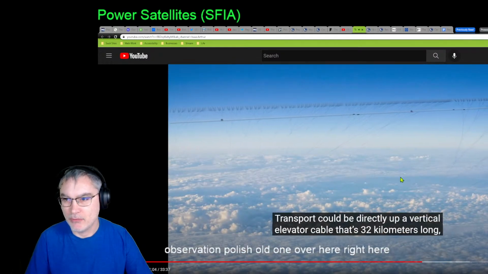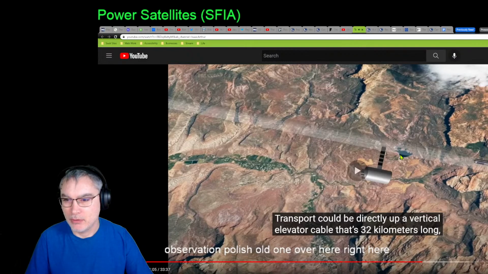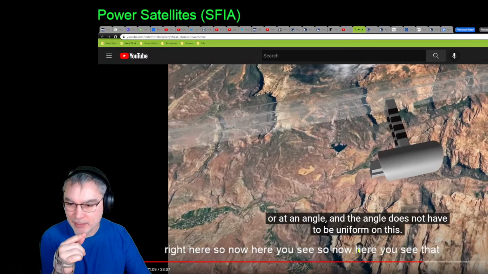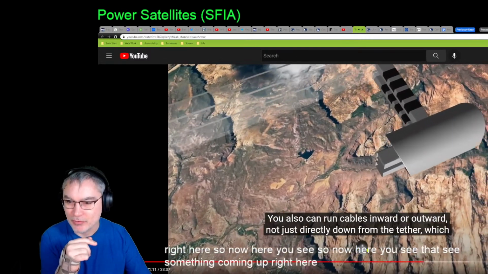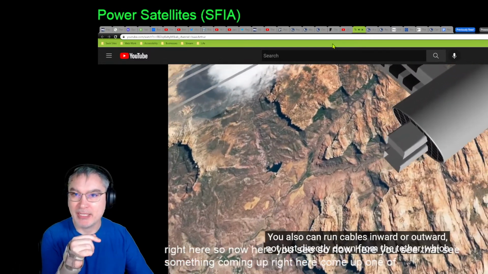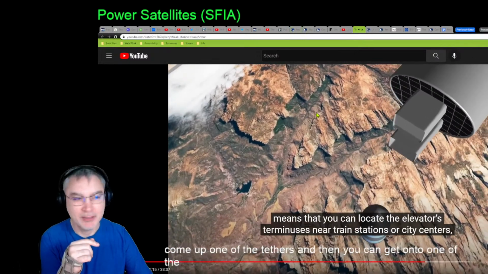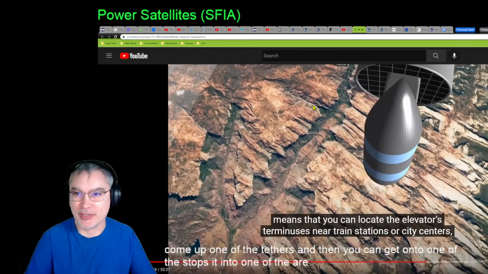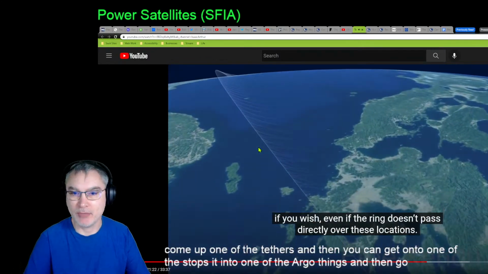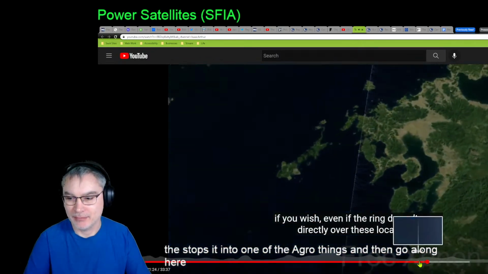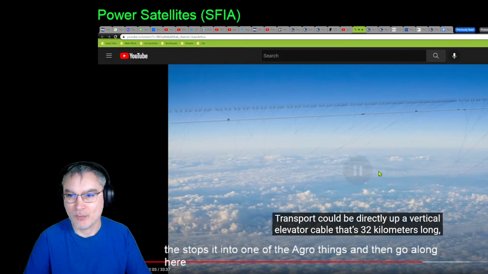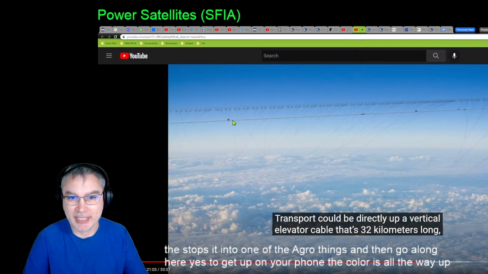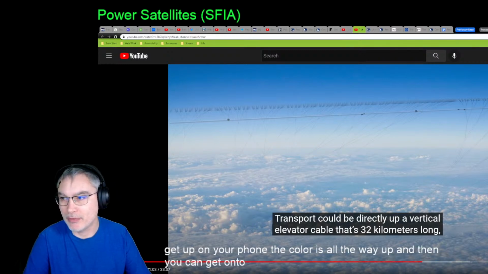Exactly up a vertical cable that's 32 kilometers long, or at an angle, and the angle does not have to be uniform on this. You also can run cables inward or outward, not just directly down from the tether, which means that you can locate the elevator's terminuses near train stations or city centers if you wish, even if the ring doesn't pass directly over these locations. So you go up one of the tethers all the way up, and then you can get onto one of the trains.